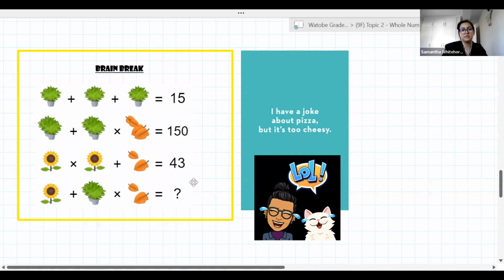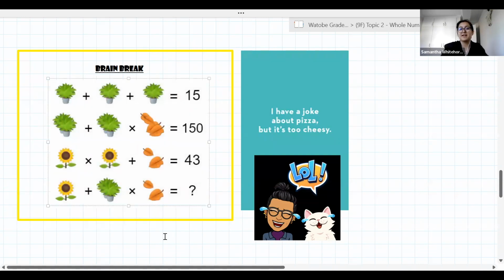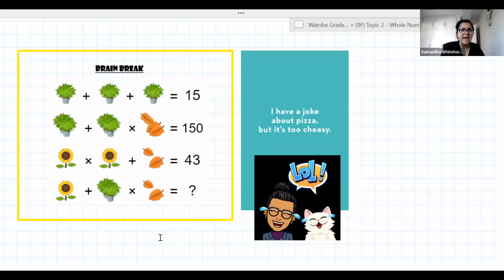Okay, so ignore me. Try this brain break. We want the value. It's very similar. We want the value of the plant, the leaves, and the sunflowers. What I just want you to take note of is over here, you've got 2 small leaves and 2 big leaves. So have a think, have a try. We'll get some answers in a second.